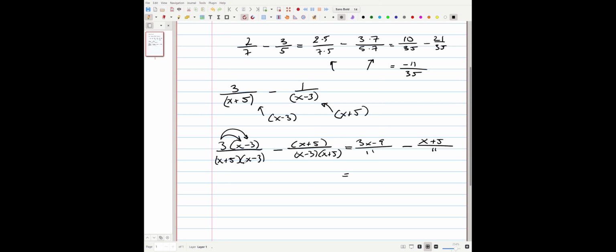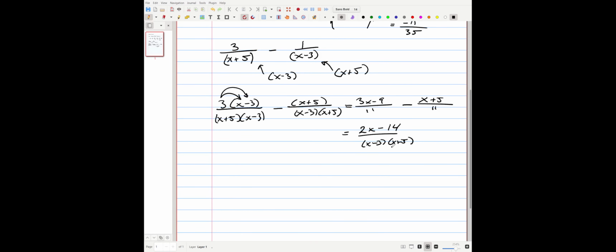Okay, and then now we have this binomial minus this one. 3x minus x, right, is going to be 2x. Negative 9 minus 5 is going to be negative 14. And all over x minus 3, x plus 5. And if we wanted to, we could rewrite this as 2 times x minus 7 over x minus 3, x plus 5. Now, you can stop at either of these 2 places.